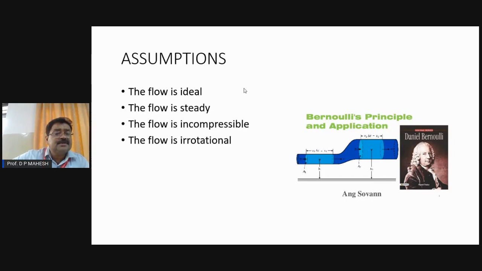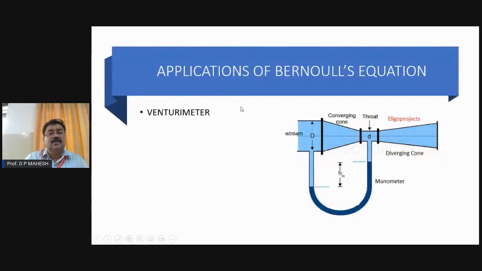The other assumptions are that the flow is steady, the flow is incompressible, and the flow is irrotational. Now look at Bernoulli's equation, which is applied for the design of various flow measuring devices such as venturimeter, orifice meter, and pitot tube. We use Bernoulli's equation principle in the venturimeter design, in the orifice meter design, and even in the pitot meter.